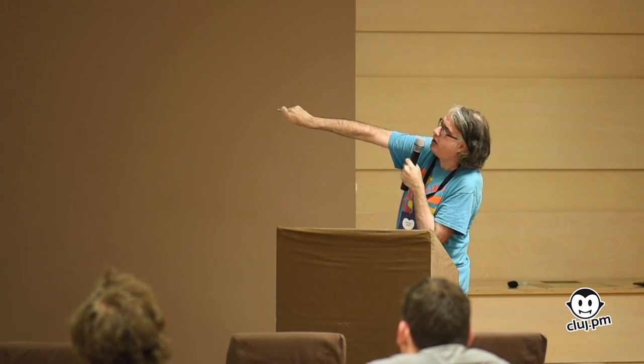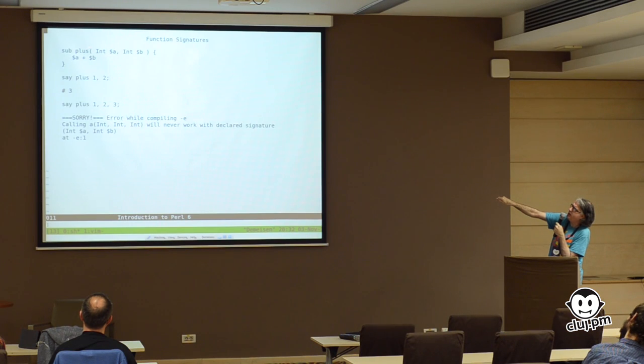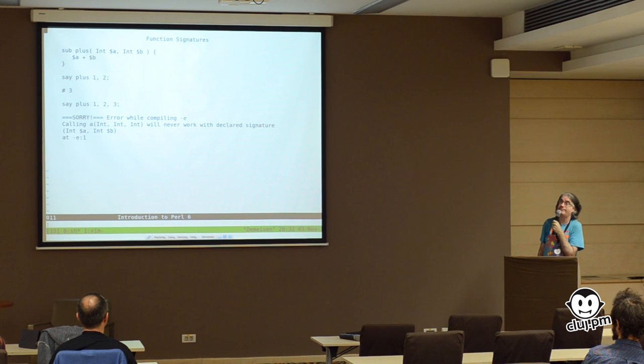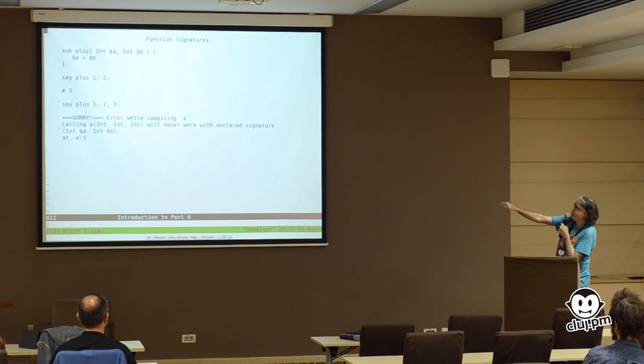Again, eliminating the parens here, around there and there. This is one of maybe three places in the language that is whitespace sensitive. That's it. But you take your plus and call it with two arguments, you get three. You take your plus and call it with three arguments, and Perl does type checking for you.